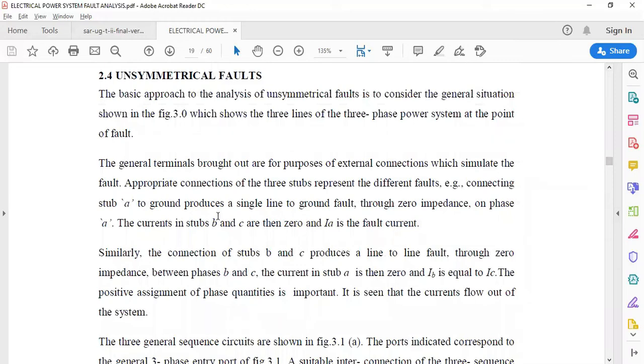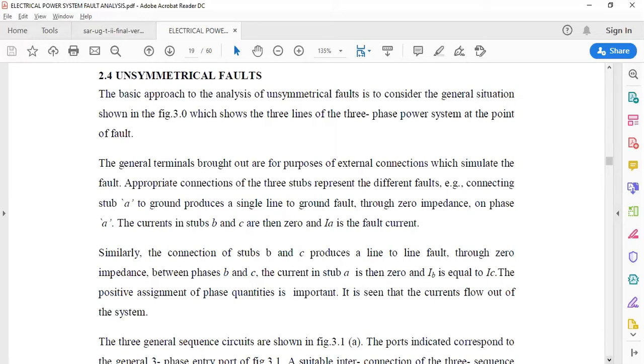The general terminals are brought out for the purpose of external connection, which simulate the fault. Appropriate connections of the three stubs represent different faults, that is, connecting stub A to the ground produces a single line to ground fault through zero impedance. In one phase, the currents in stubs B and C are then zero, and A carries the fault current.